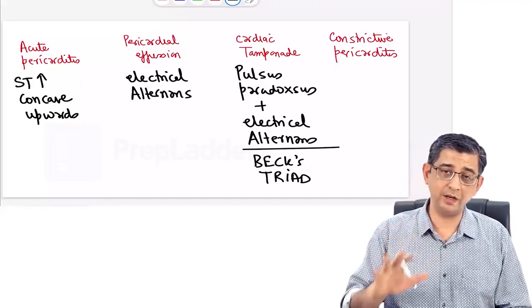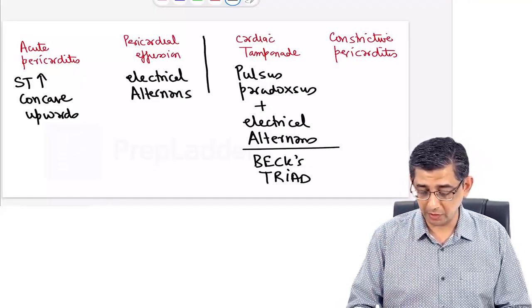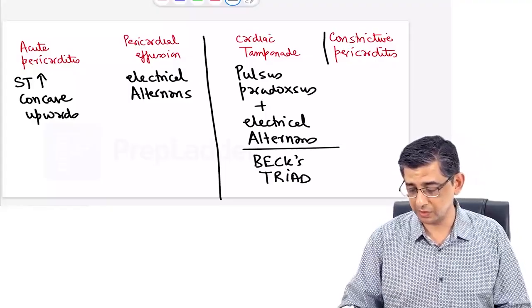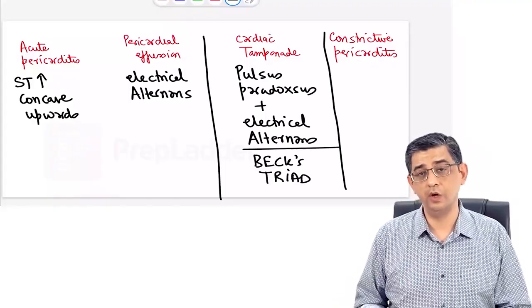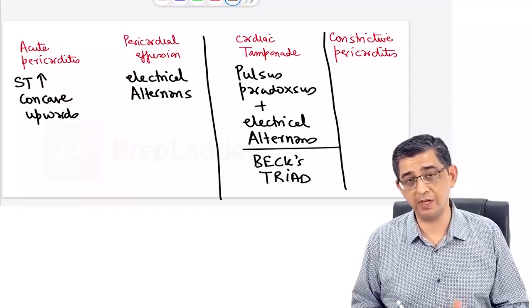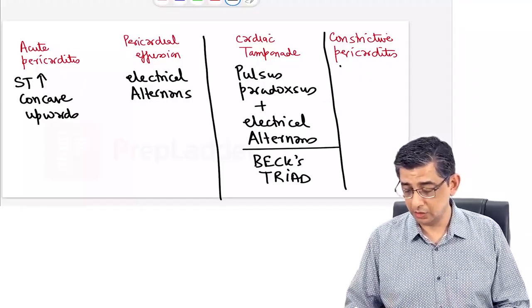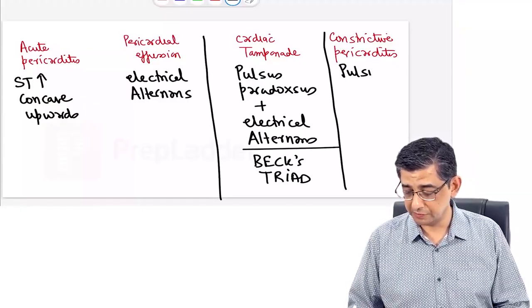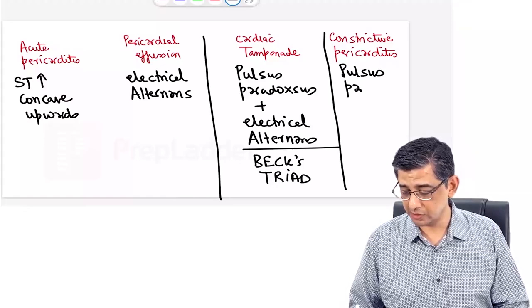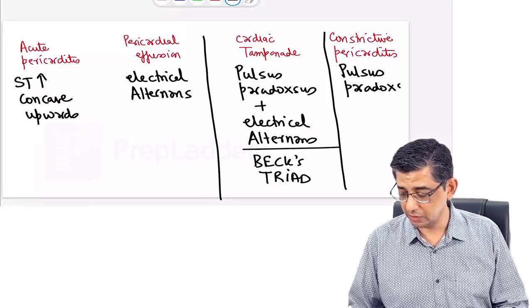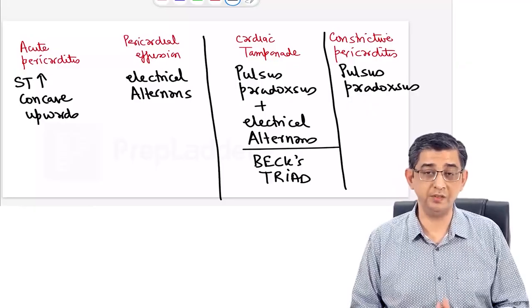So at least in internal medicine you will find cardiac tamponade questions mainly talking about pulsus paradoxus and a combination of electrical alternans, or you can talk about JVP finding of steep X and absent Y. On the right hand side for constrictive pericarditis, first I want to highlight pulsus paradoxus can be encountered even in constrictive pericarditis, though it is relatively rare.